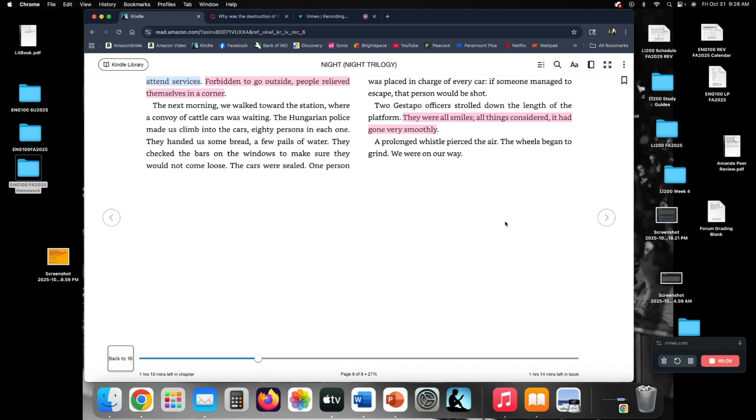Finally, at the end, so that's probably the most important thing about the end here. This is just the literary device of understatement. Forbidden to go outside, people relieve themselves in a corner. Two things, understatement, I mean, the absolute horror of that in front of everyone. And Wiesel just like, there it is, it's a fact.